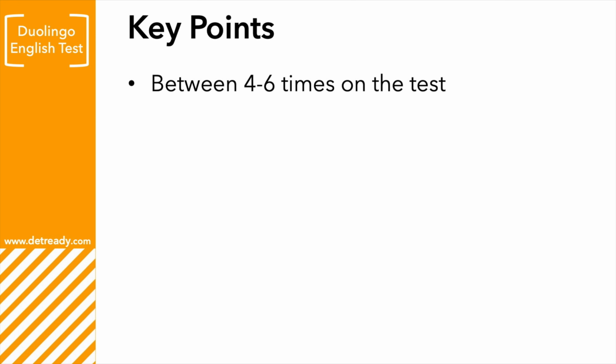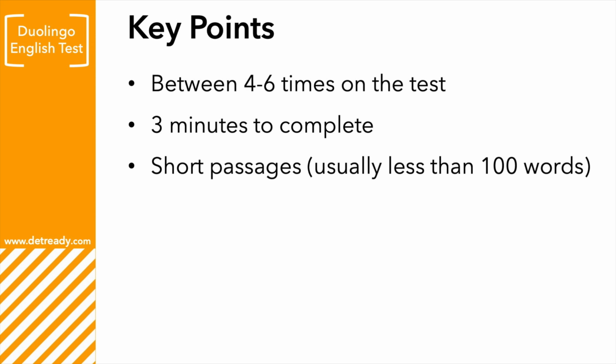Let's get started with the key points of this question type to help you understand what it's all about. So you get this question type between 4 and 6 times on the test, just like most of the other question types as well. You have 3 minutes to read the paragraph and complete. The timer will start as soon as you're given this question, so there's no preparation time. These passages are not that long. Actually, they're not very long at all, usually much less than 100 words. And normally you'll have around 8 or 10 words to complete.